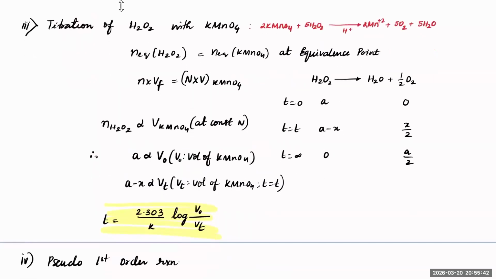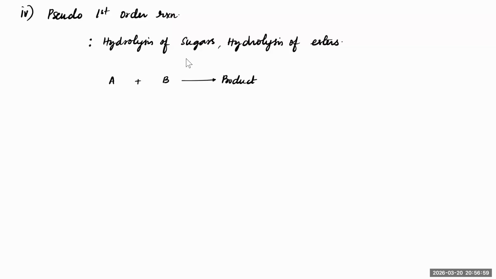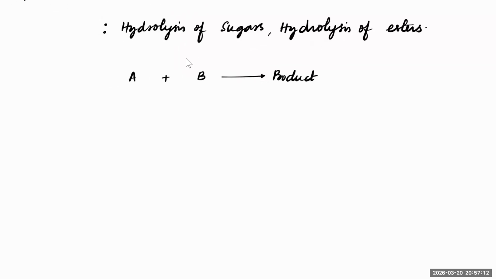So I hope this part is clear, everyone. This is about pseudo first order kinetics. Imagine I have two components reacting to give product.